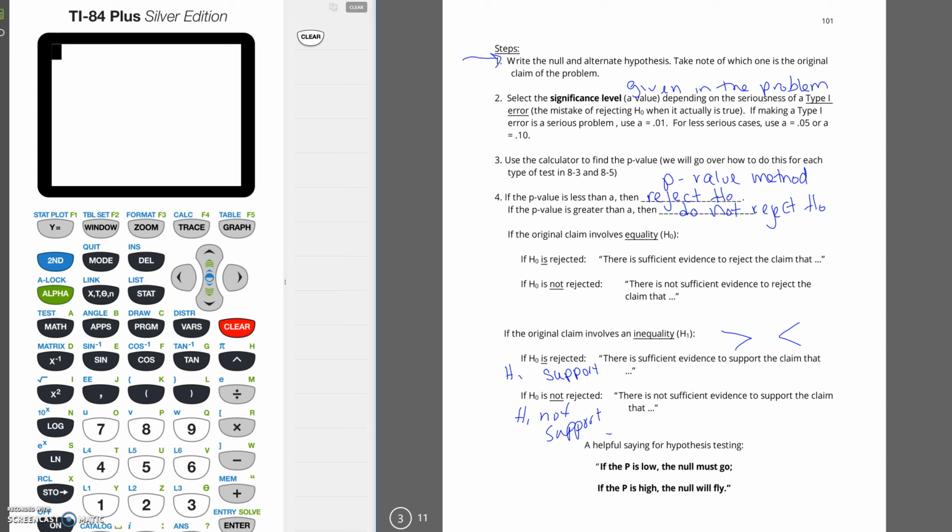Okay, and a little mnemonic device, a little rhyme. If P is low, the null must go. So this is telling you if P is less than alpha, we reject the null hypothesis. If P is high, the null will fly. So if P is greater than alpha, do not reject.